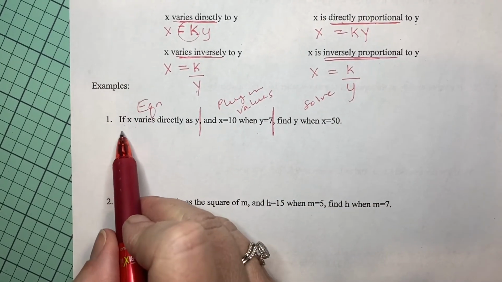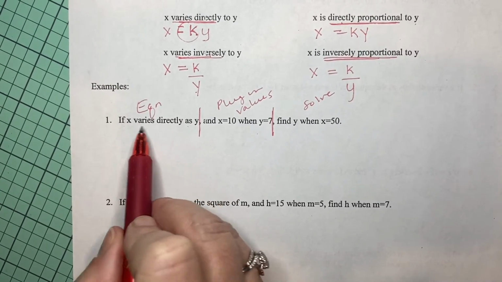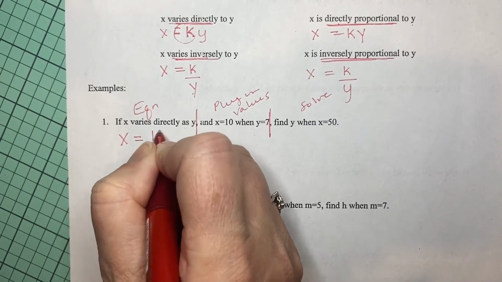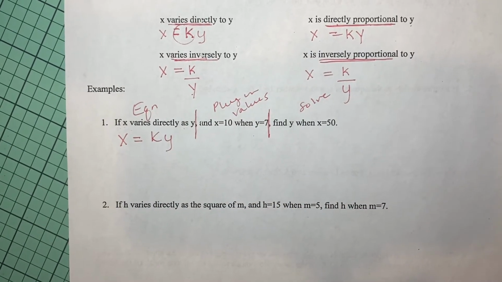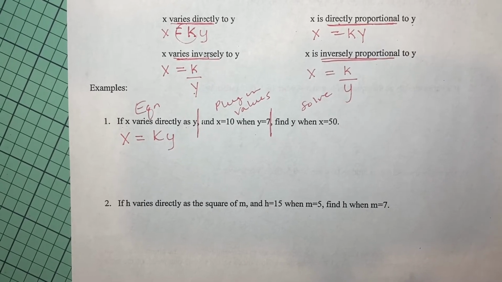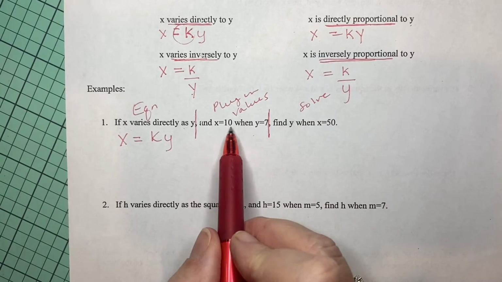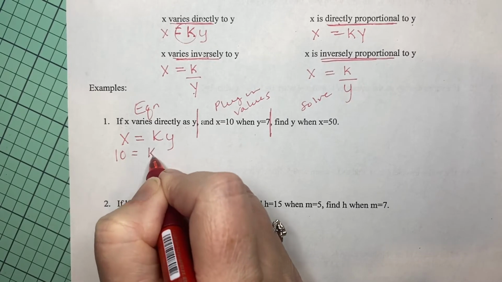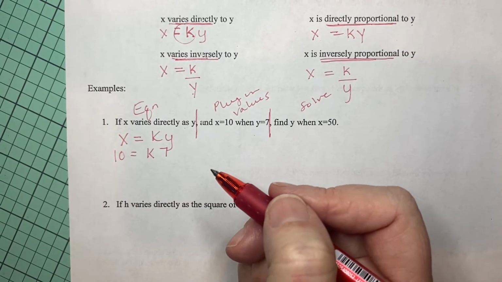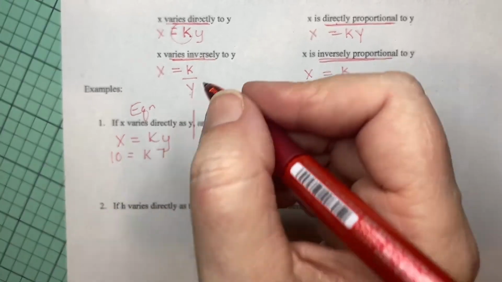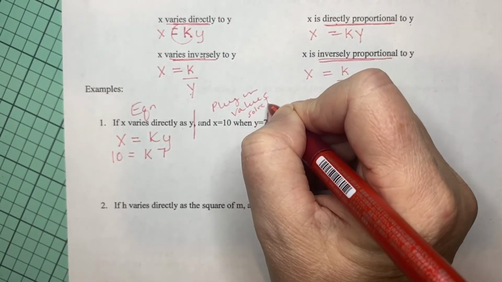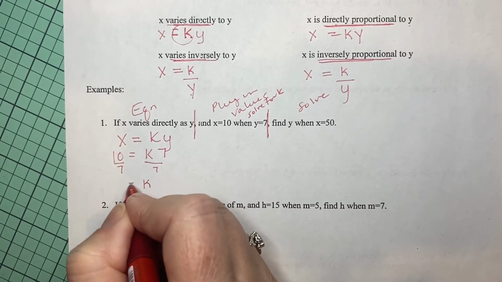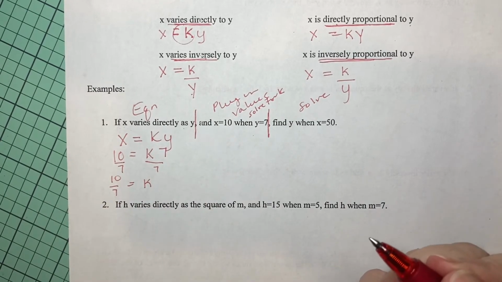The first thing we're going to do is write the equation from this part right here, which says x varies directly as y. So that's just x equals k times y. We wrote our equation, so that's the first step. Then we plug in values. It says x equals 10 when y equals 7. So we plug a 10 in for x, we don't know k, and a 7 in for y. Then we solve for k by dividing by 7, so k would equal 10 sevenths.